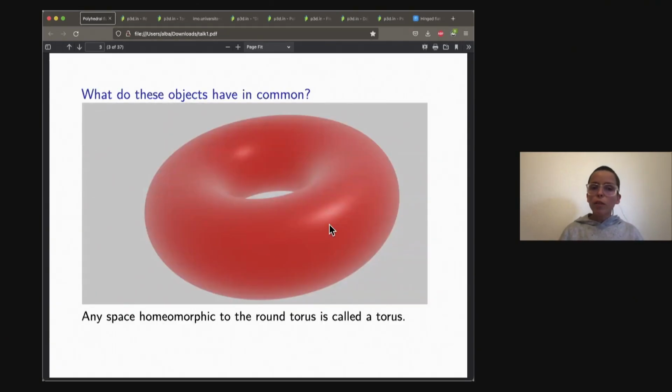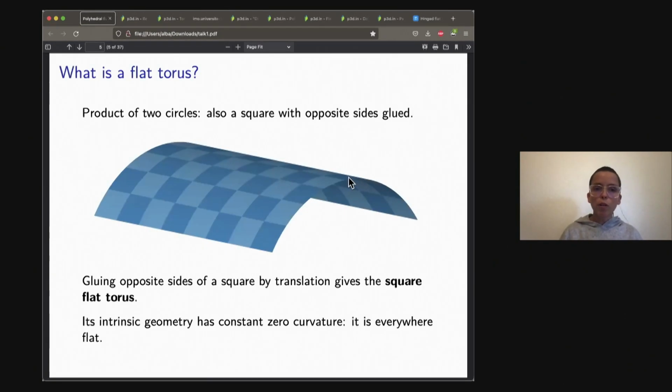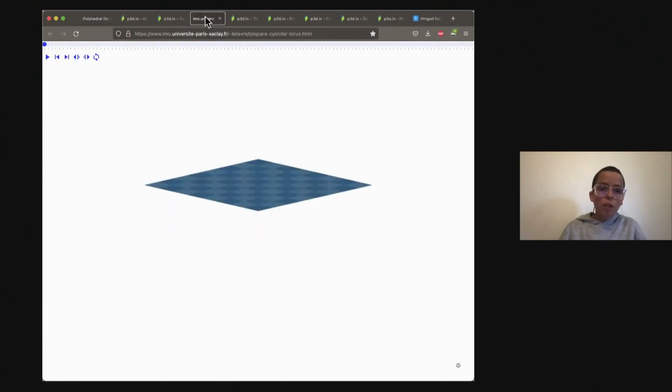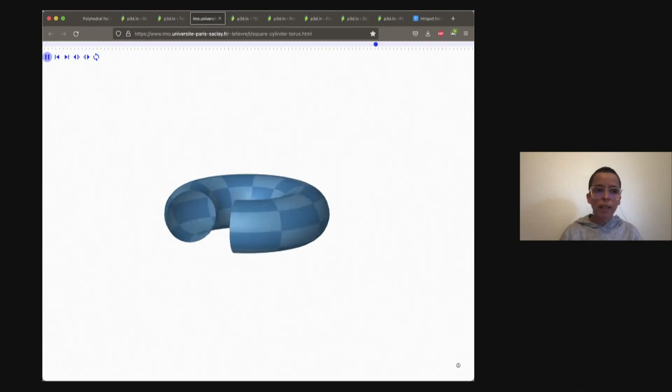Well, they are kind of deformations of this prototype round torus, and in general we will say that any topological space, any shape that is a continuous deformation of this is a torus. This prototype round torus is obtained by sliding a circle around a larger circle. So that means in particular that the product of two circles is a torus, but the product of two circles from a mathematical point of view is actually the same thing as a square with opposite sides identified.